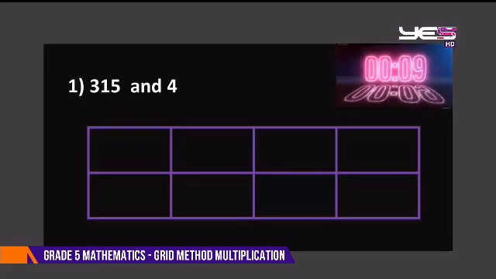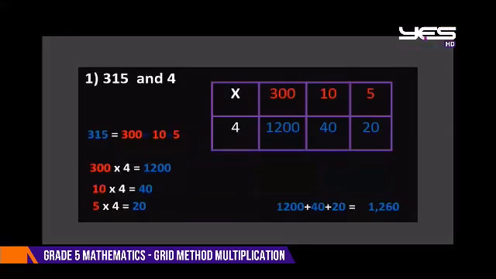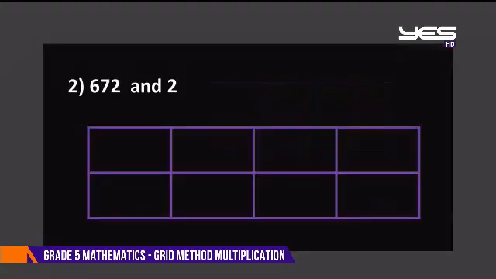Ten, nine, eight, seven, six, five, four, three, two, one, 0. So as your final answer, did you get 1260? Okay, well done. Okay, the next one, 672 multiplied by 2.